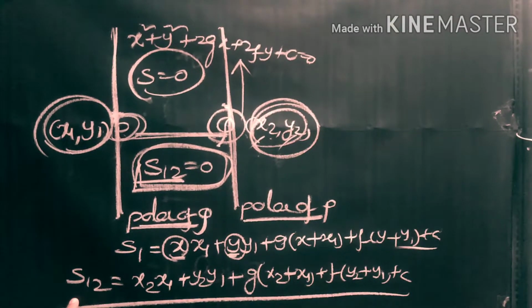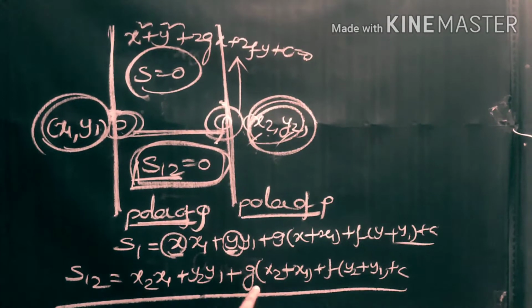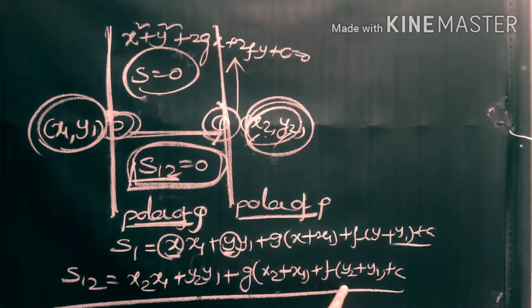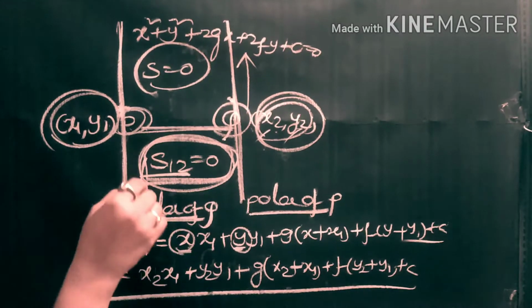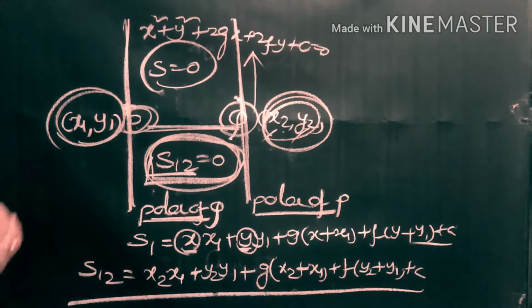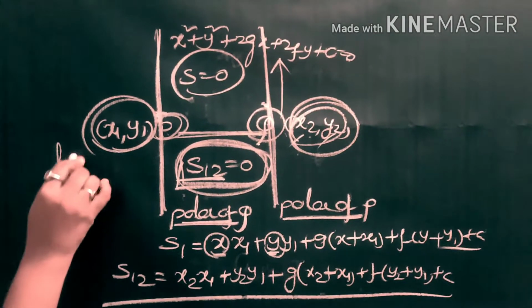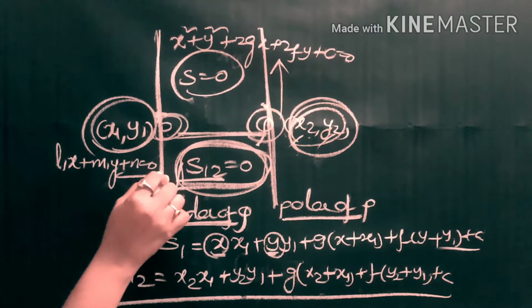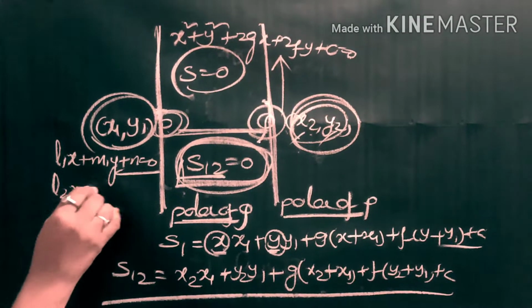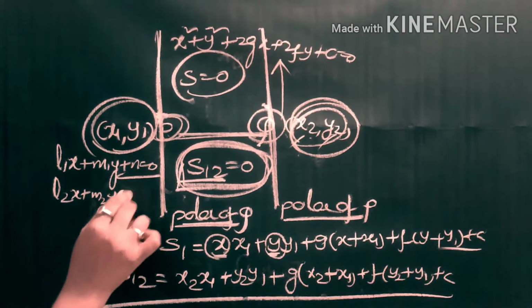So S12 notation is x1 x2 plus y1 y2 plus g into x1 plus x2 plus f into y1 plus y2 plus c. So this is the condition for the conjugate points. Now the condition for the conjugate lines. For example, first we take the equation of the first line as L1x plus M1y plus N1 equals 0, and the equation of the second line is L2x plus M2y plus N2 equals 0.